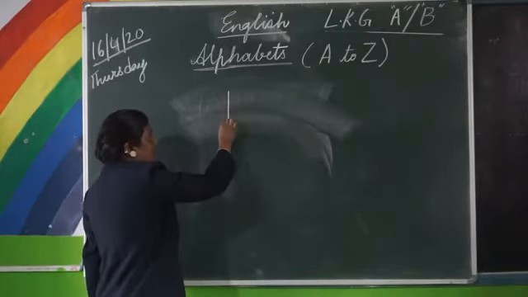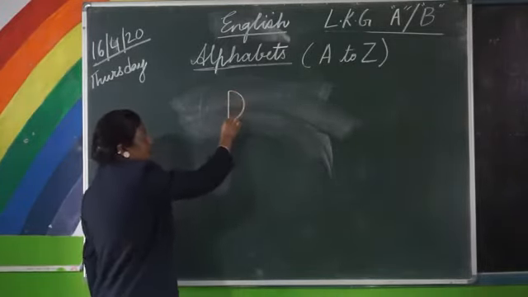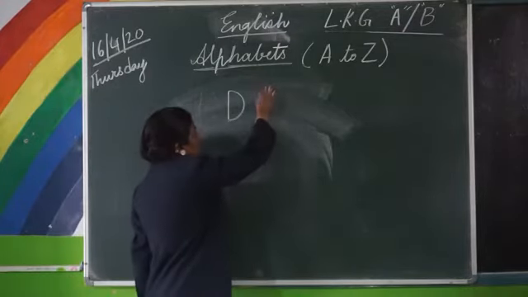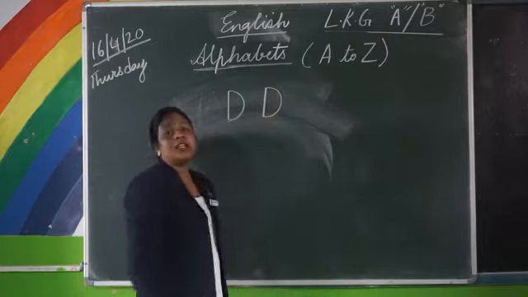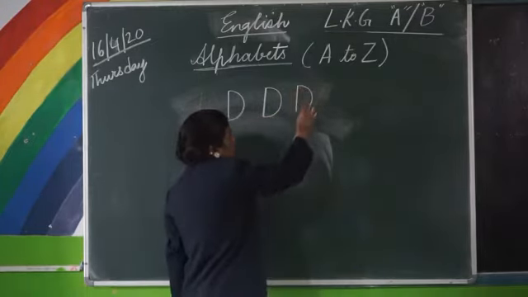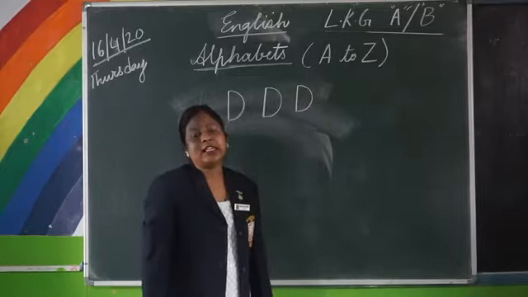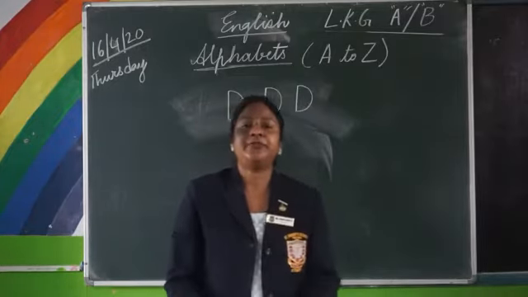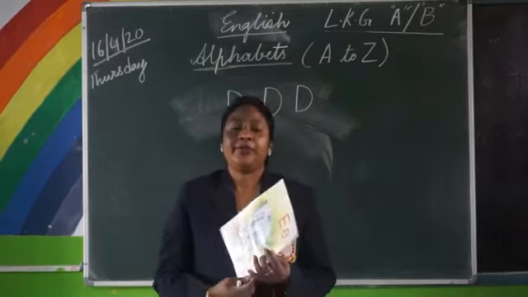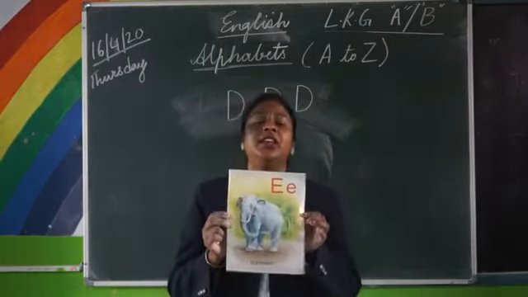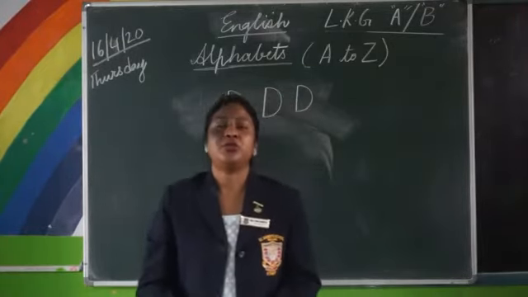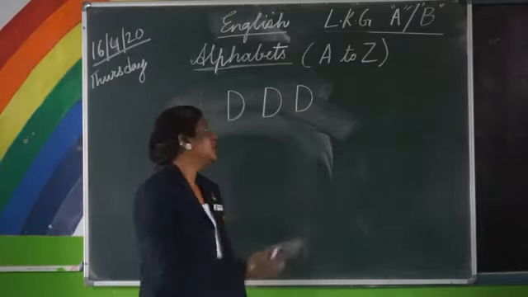A standing line and a curve makes letter D. D for dog. Now E. E for elephant. Now we are going to learn how to write the letter E.